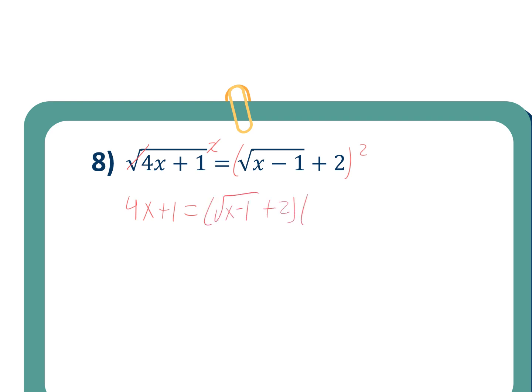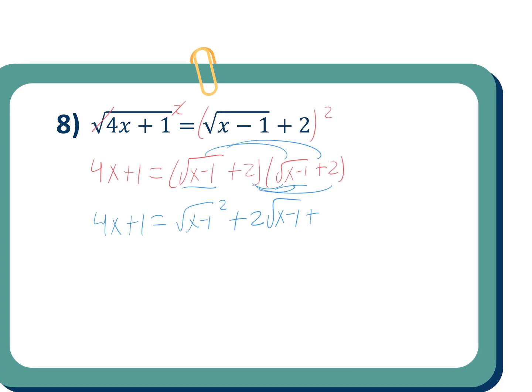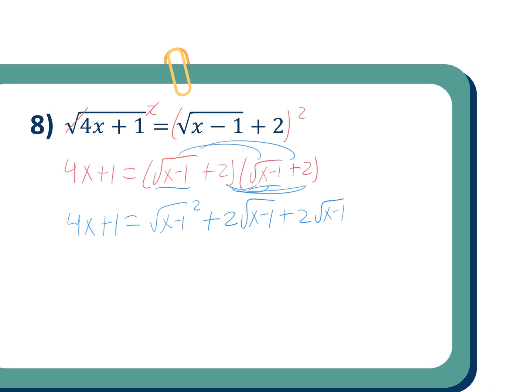I know these are hard, but at this point maybe you're getting it a little bit better. It's tedious, like I said. The more you do it, though, it doesn't become super difficult. It just becomes quite the process. So we get 4x plus 1 equals the square root of x minus 1 squared, because we get this square root times this square root, plus 2 square root of x minus 1, and then the two inners are going to be another 2 square root of x minus 1, and then 2 times 2 is 4.